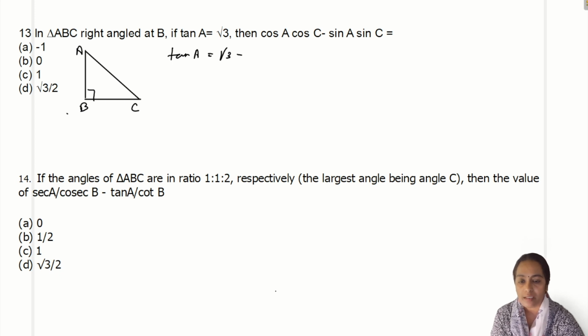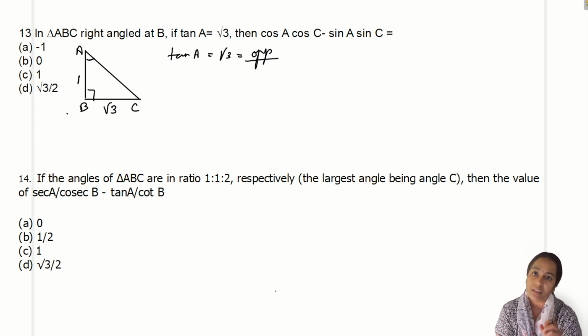So tan A is actually opposite divided by adjacent. Tan A is root 3. Tan A angle is here. So opposite side is root 3, adjacent side is going to be 1, because the tan formula is opposite by adjacent. So tan A is root 3 is given in the question, which means opposite side is root 3 and adjacent side is 1.